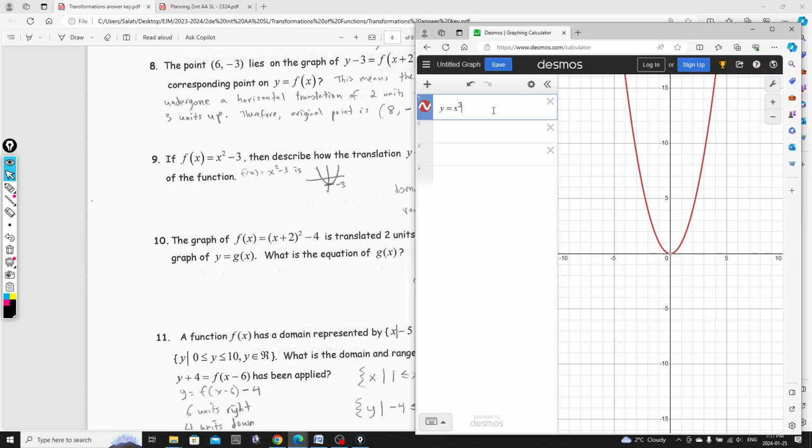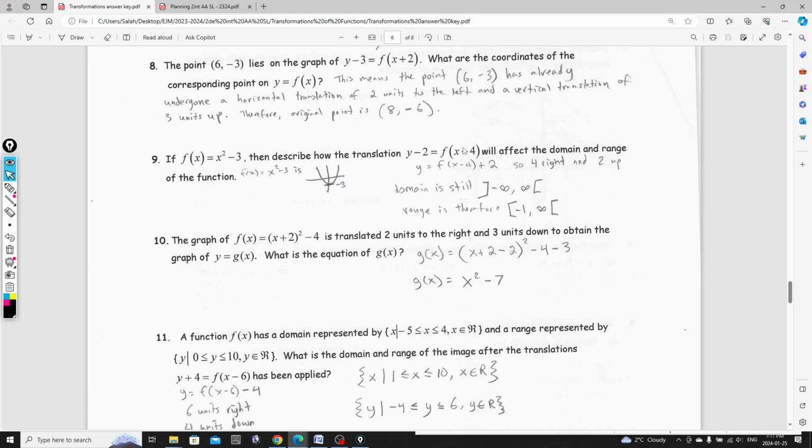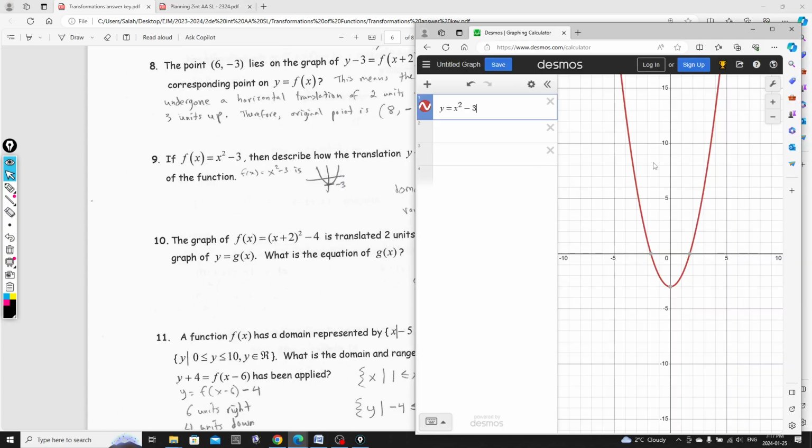So here's the graph of x squared minus 3. And if I'm replacing x with x minus 4, I'm just expecting that this graph will shift to the right by 4 units. So that's what this looks like right here. Okay, so x and then minus 3. So this is a shift of 2 units to the right.